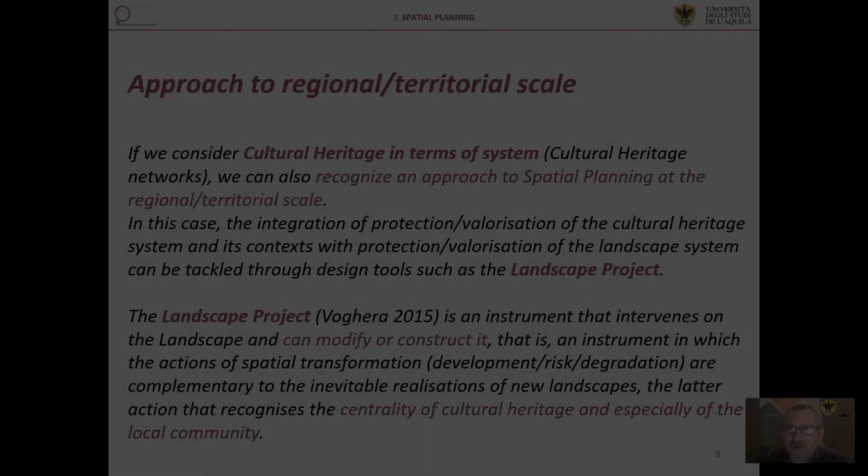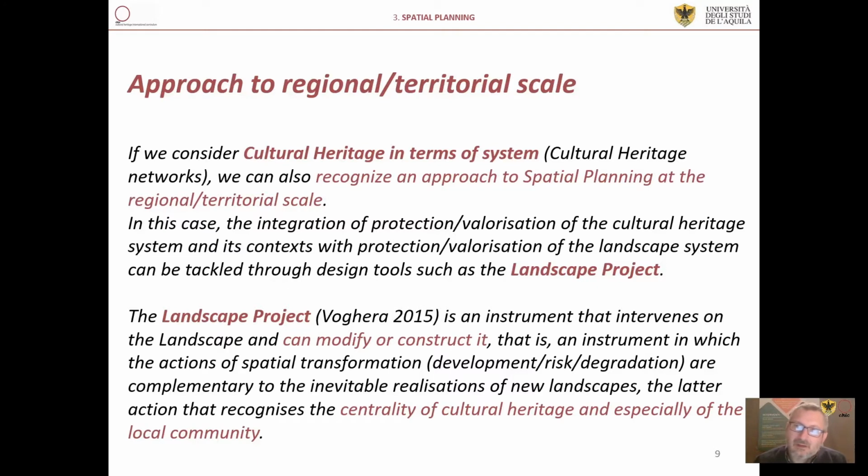Approach to regional territorial scale. The approach described in the previous point concerns the spatial planning of the cultural heritage context on a local scale, a scale that concerns the urban system, the peri-urban one, but also the surrounding territory, natural or rural environment. But if we consider cultural heritage in terms of system, the cultural heritage networks, we can also recognize an approach to spatial planning at the regional territorial scale.